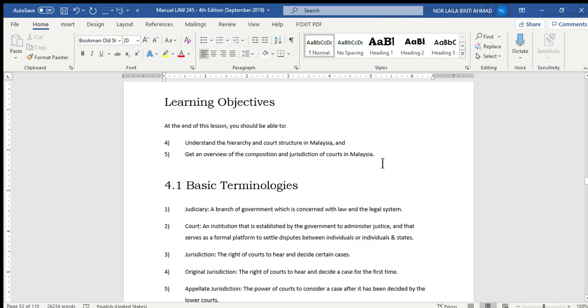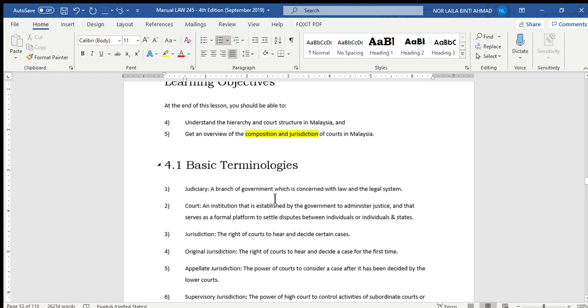Class, please bear in mind that in order for you to understand this topic, you have to go through the hierarchy of the courts one by one. You need to understand the composition of each court and the jurisdiction of courts in Malaysia. The most important thing to be highlighted here is the compositions and jurisdiction of courts in Malaysia.